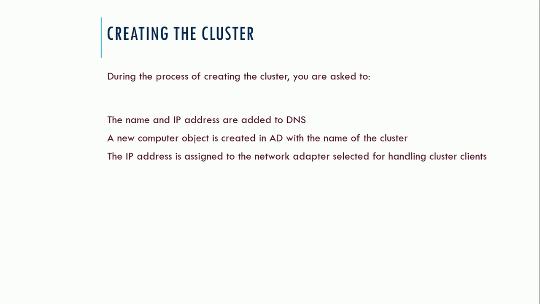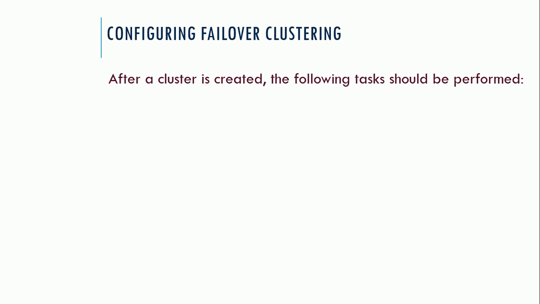So then you're going to create the cluster. After we validate that everything's set up correctly, then we're going to start creating the cluster. During this process, you're going to be asked to enter a name of the cluster in the access point for administering the cluster window, and you're going to enter an IP address for your cluster. The name and IP address are going to get added to DNS, and then a new computer object is created in Active Directory with the name of the cluster, and the IP address is assigned to the network adapter selected for handling cluster clients. And I should mention here, in my experience, failover clusters with Microsoft Windows generally work okay with Active Directory, but if you're not using Active Directory, then this can be significantly more complicated and less reliable.